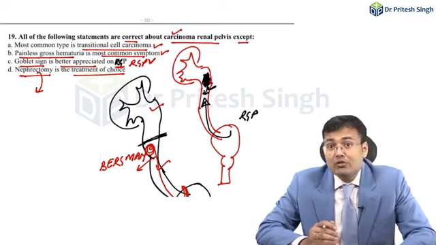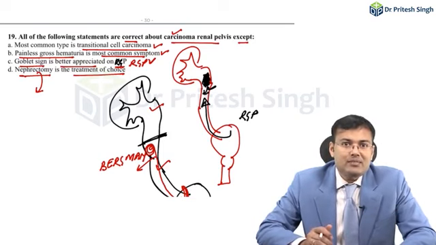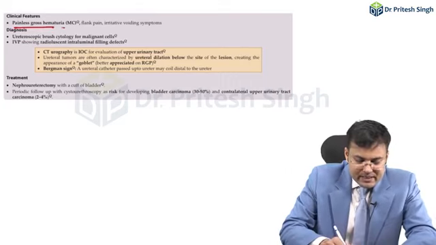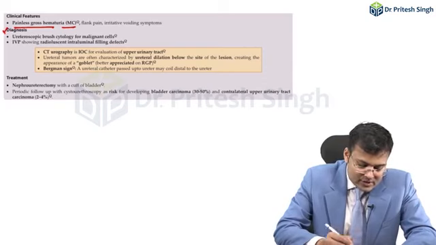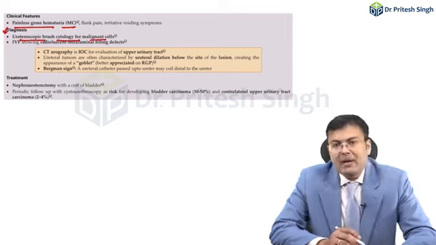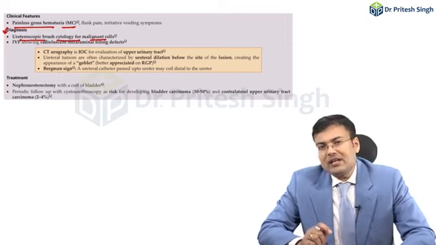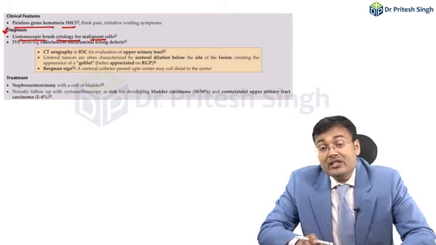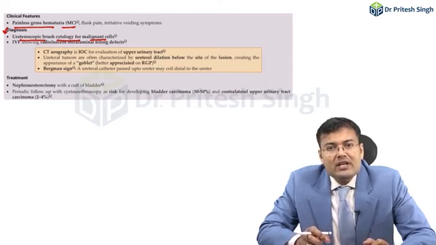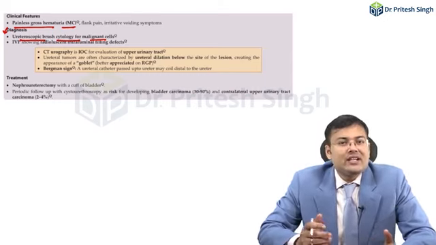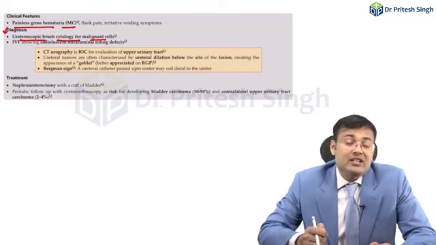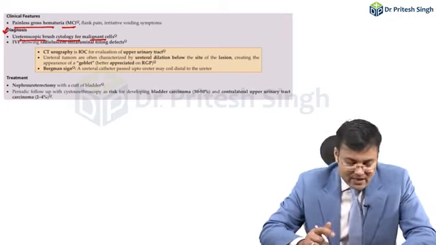Now see important questions related to carcinoma renal pelvis. In carcinoma renal pelvis, the most common symptom is painless gross hematuria. Now diagnosis. We can go for ureteroscopic brush cytology for malignant cells, because if the patient has transitional cell carcinoma, there is shedding of transitional cells. Why? Because the cells have a poorly cohesive nature. So because of this, there is shedding of malignant cells. That's why even on cytology, transitional cell carcinoma can be diagnosed.